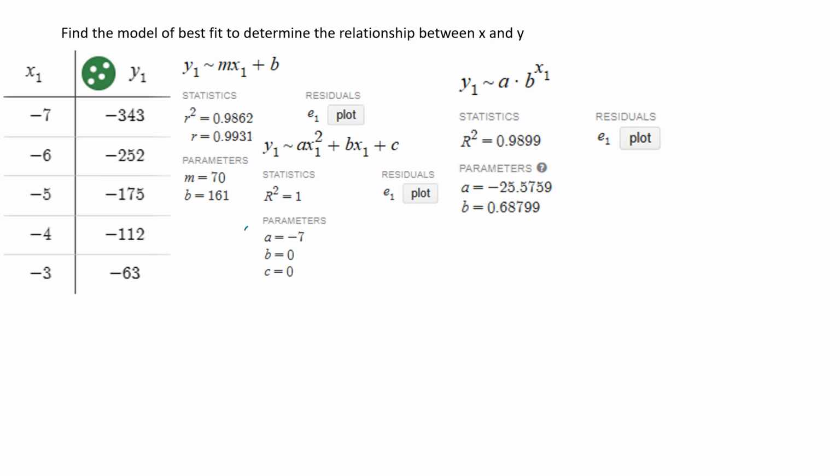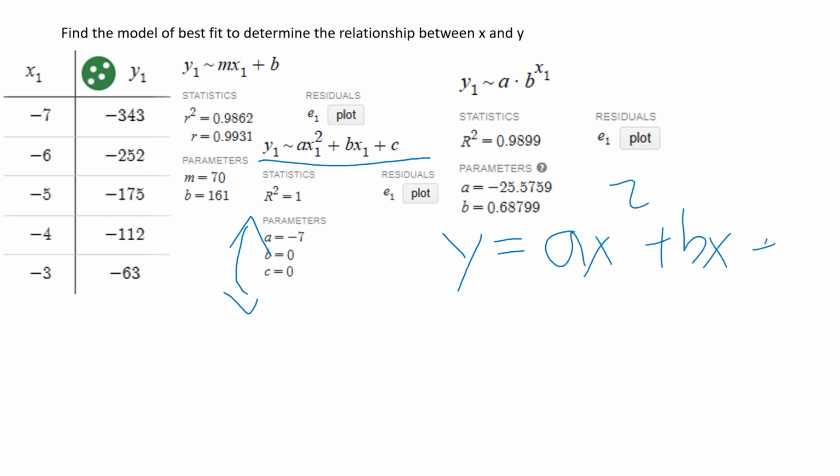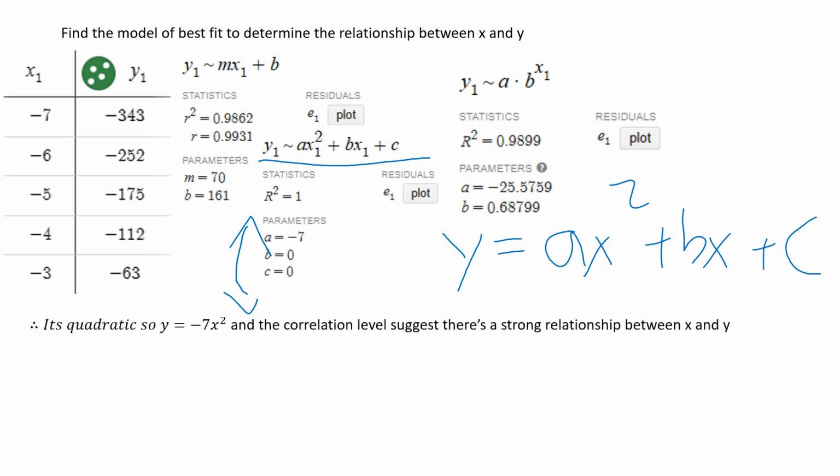From there, I gotta create the equation. To create my equation, I gotta look at the parameters. And since I'm using this model, my equation gotta look like this. I gotta get rid of the subscripts. Subscripts not allowed because you don't have equations that have subscripts in math unless you are doing science. So ax squared plus bx plus c. Alright? So looking at my parameters, a being negative 7. So because it's a quadratic, my equation is negative 7x squared, and the correlation level is again strong between x and y.